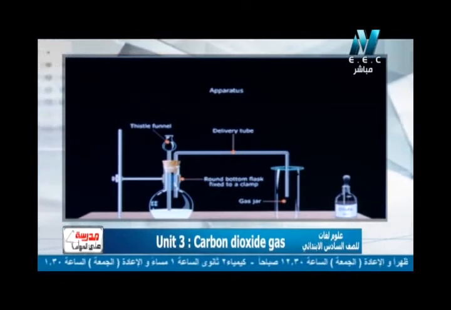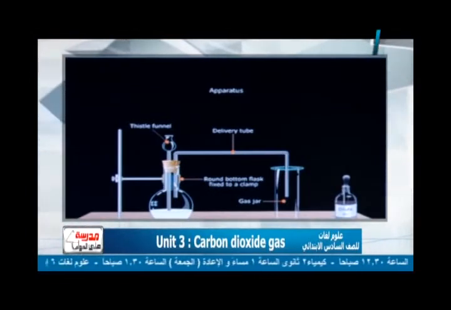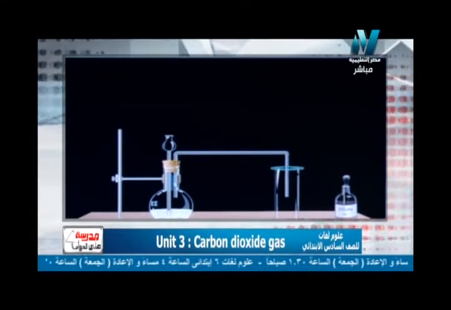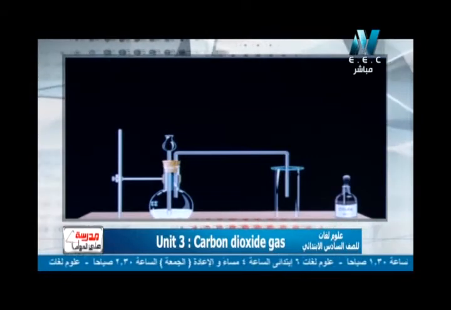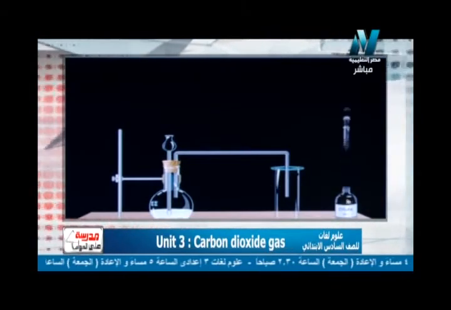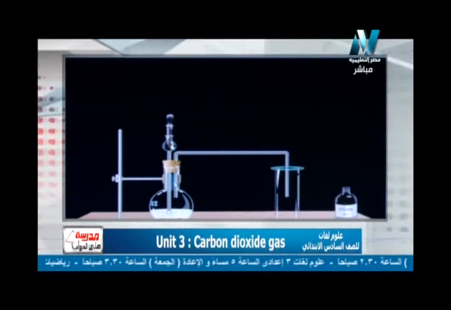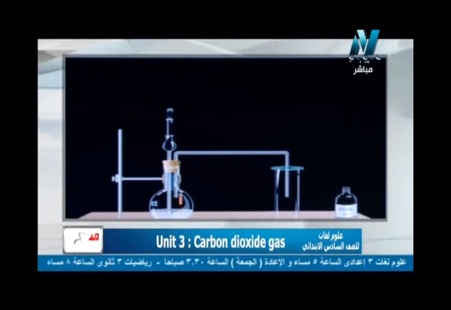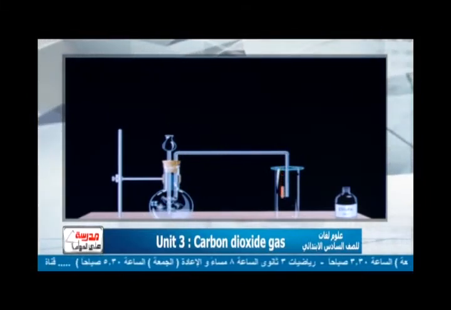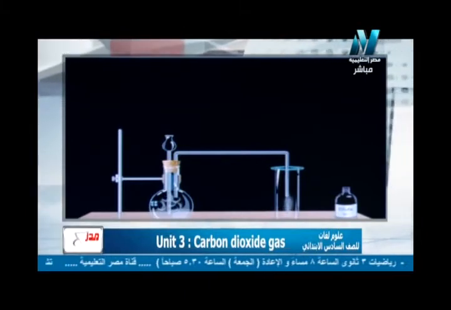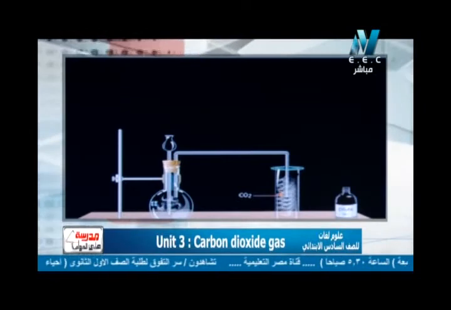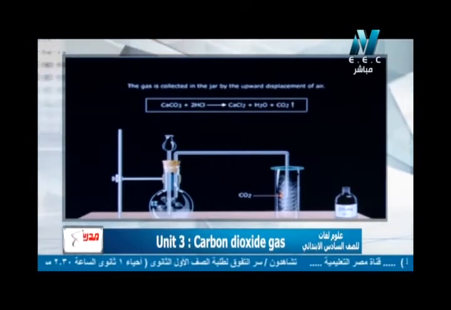So again, we can prepare carbon dioxide gas by what? By adding hydrochloric acid onto calcium carbonate that produce carbon dioxide gas which replace the air. Look here, I will put hydrochloric acid in this funnel to react with what? To react with calcium carbonate that produce carbon dioxide gas. Here, carbon dioxide gas will remain at the bottom, and it will displace the air upward. هيعمل إزاحة علوية للهواء.